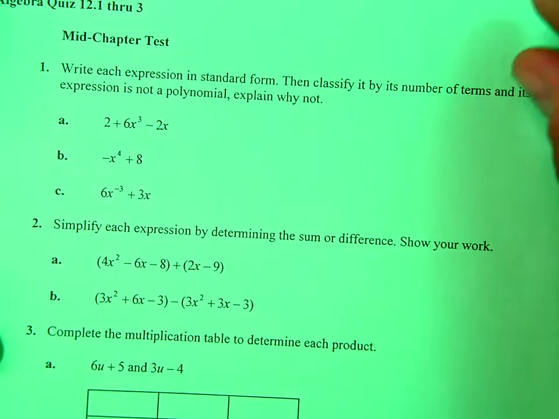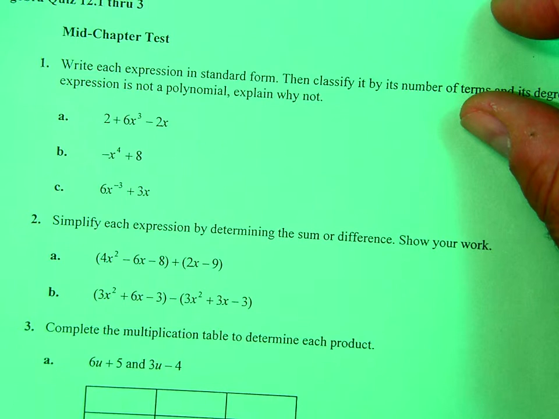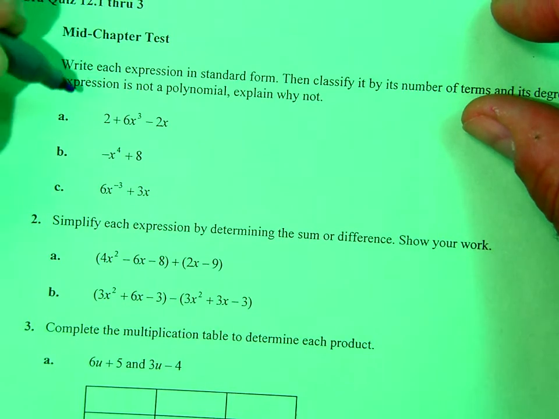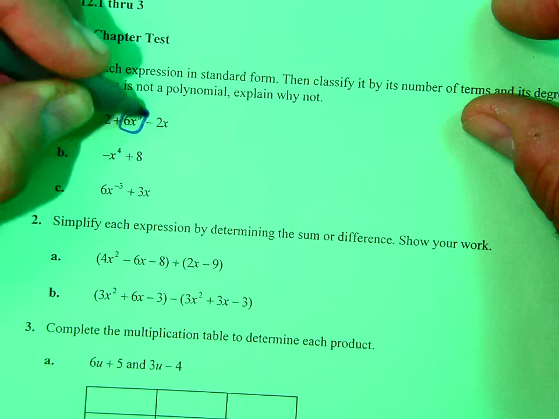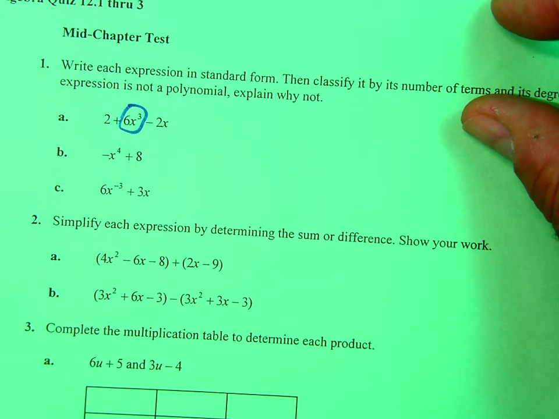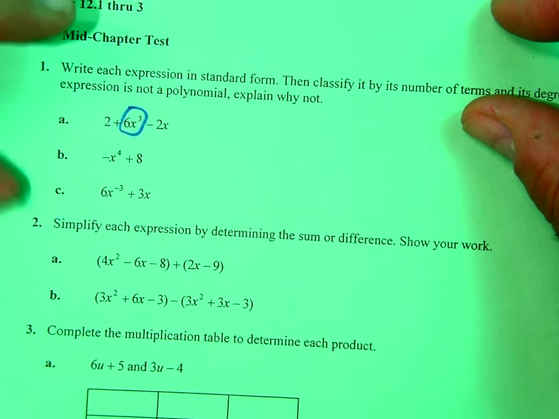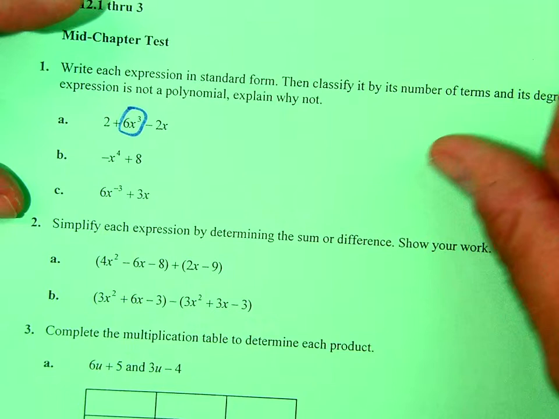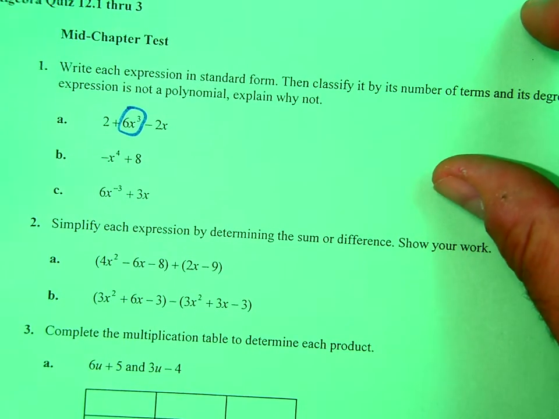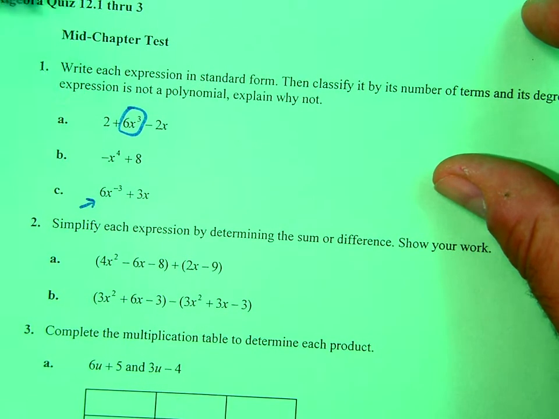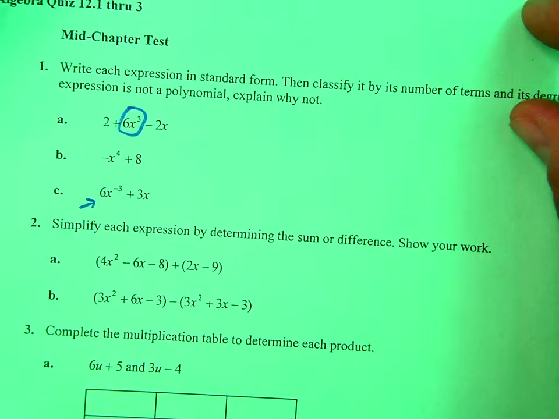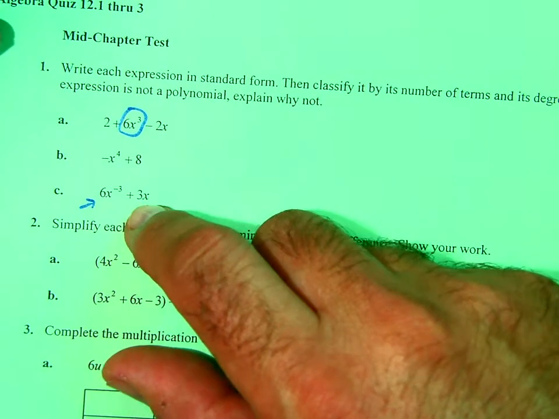I'm not going to give you the answers, but I will tell you what you were supposed to be looking for. When you write the expression in standard form, that means you're supposed to write the highest exponent first, followed by the next highest, and so on, from terms with exponents to terms without. Some of these are written in standard form, some of these weren't. This is not standard form. Why? Because -3 is not bigger than 1.